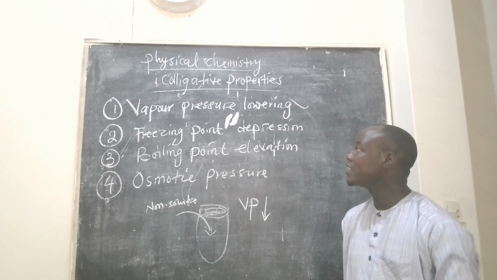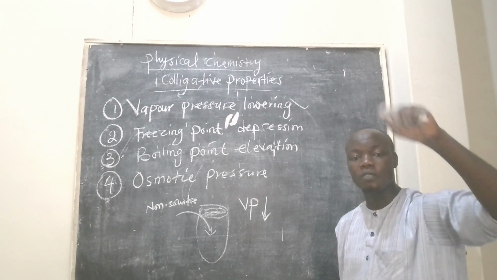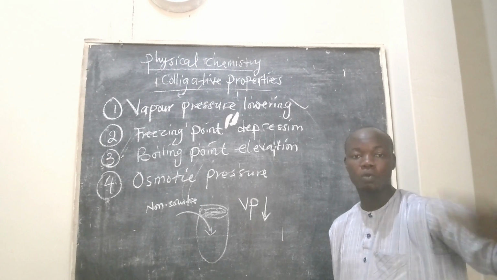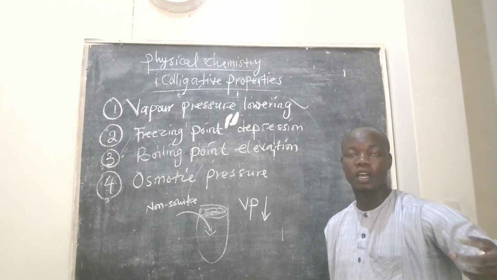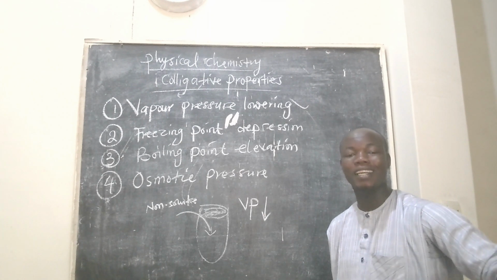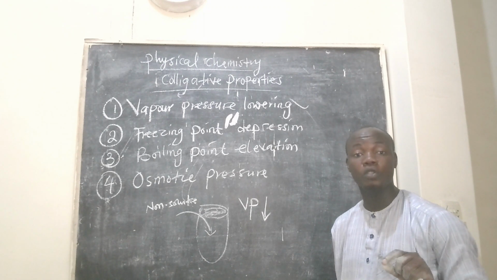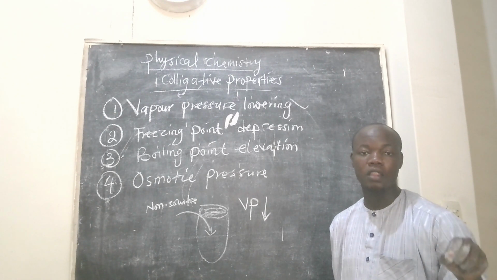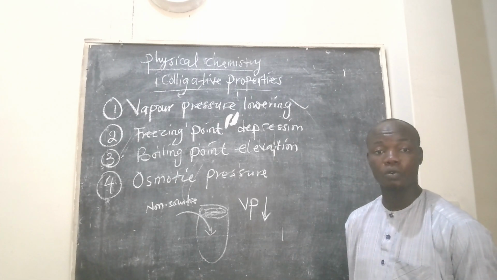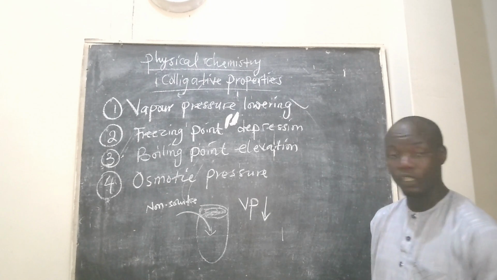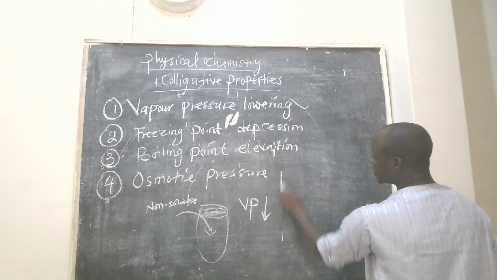So as you add more solute particles into the solvent, the vapor pressure will be decreasing, because the more you add solutes, the more species are present, up to the point that it will be very difficult for the solvent molecules to evaporate. Therefore, forming the vapor will be difficult as a result. So that is what you call vapor pressure lowering. And this vapor pressure lowering is expressed by what you call Raoult's law.